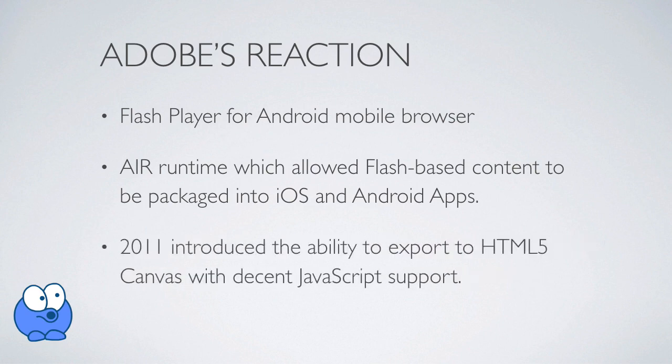And the biggest advancement was that in 2011, they introduced the ability to export to HTML5 canvas with decent JavaScript support directly from Flash Professional. In a nutshell, this meant that you could use Flash Professional's powerful timeline and art creation tools to create animations that played based off the open web standards that Steve Jobs was asking for. You could make cool stuff in Flash Professional and run it natively in a web browser without the Flash player. And I can't overstate how extremely cool this is.